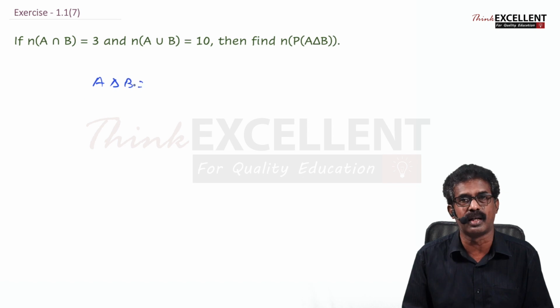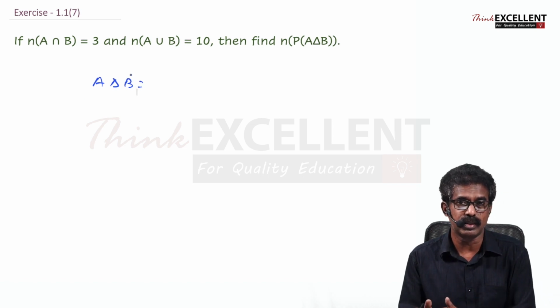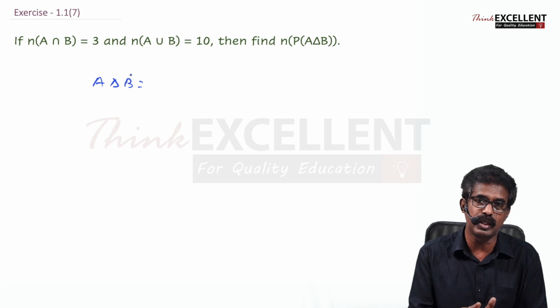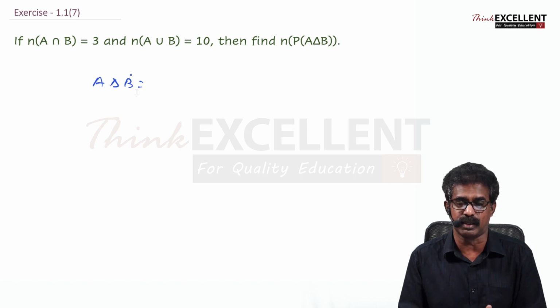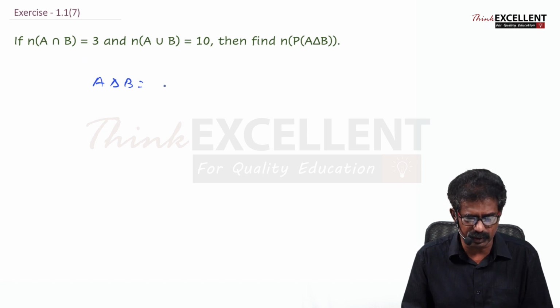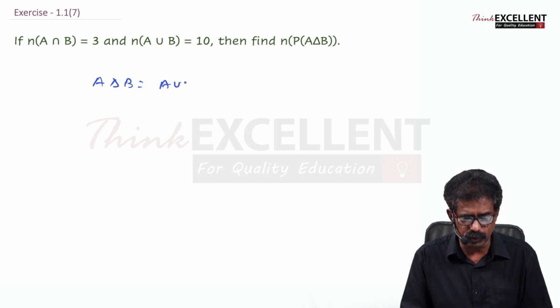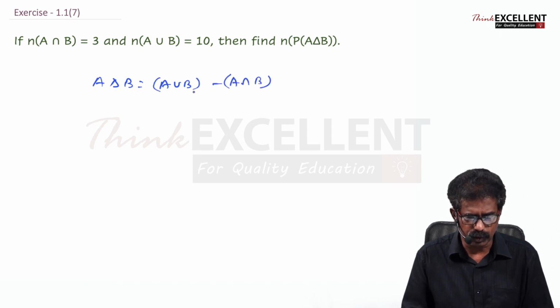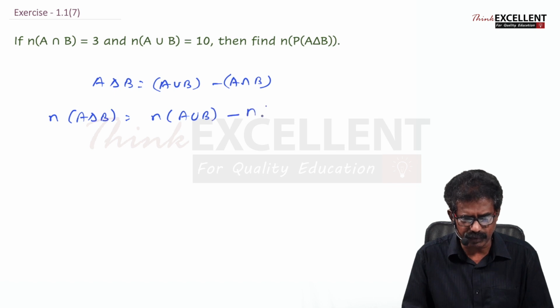A delta B, you have two formulas. One is A minus B union B minus A. Another one is A union B minus A intersection B. Which one can you use? Union and intersection, because it is given in the question, right? So A delta B is A union B minus A intersection B. So n of A delta B is equal to n of A union B minus n of A intersection B. So 10 minus 3 equal to 7. This is number of elements in A delta B.